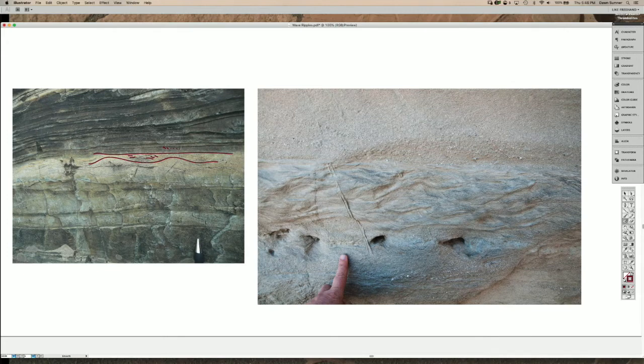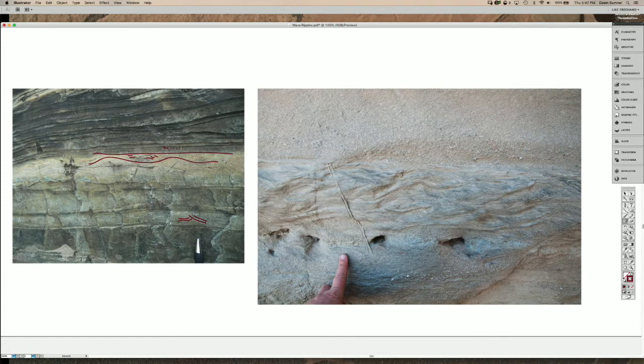If you look carefully down here, just above the pen or pencil, you can also see that some lamina are going this way and some lamina are going the other way. So we have the really nice wave ripples preserved here and less regular wave ripples preserved in both of these other layers.